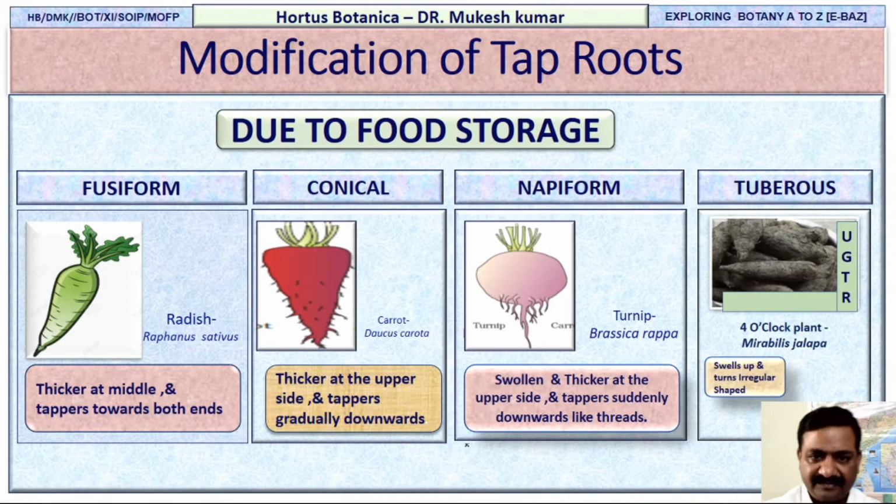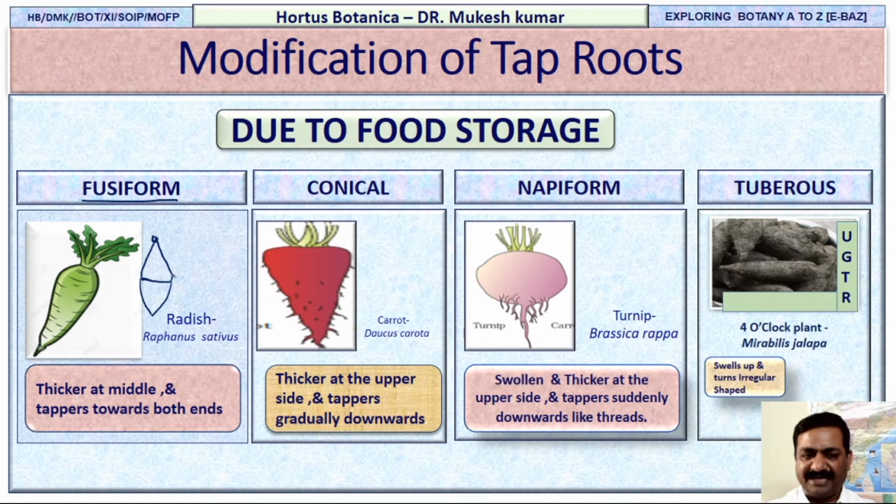Now move. Yeah, so modification of taproot due to food storage. First we have fusiform. By name it is very much clear. Fusiform. Fusing is there, isn't it? So what happens? See, if this is the radicle and this is showing the elongation, it will elongate and swell up due to the food storage. It becomes broad at the center and gradually tapers towards the top as well as towards the bottom.